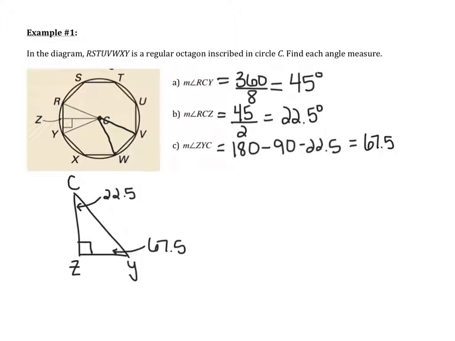So I first found the measure of the central angle by taking 360 divided by the number of sides. Since it was an octagon, I divided by 8. So the central angle was 45. I knew that the apothem bisected that angle, so to find the measure of half of that, I just took 45 divided by 2. Then I knew that a right triangle was formed, so I took 180, the number of degrees in an entire triangle, minus the 90, minus the 22.5 to find the 67.5 for this angle down here, like we were asked to find in part C.